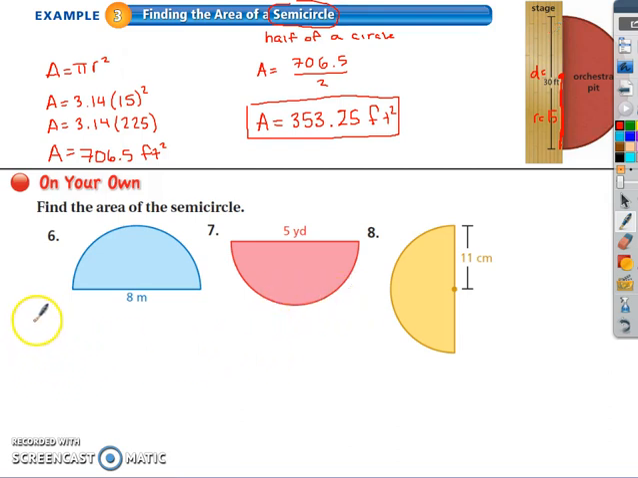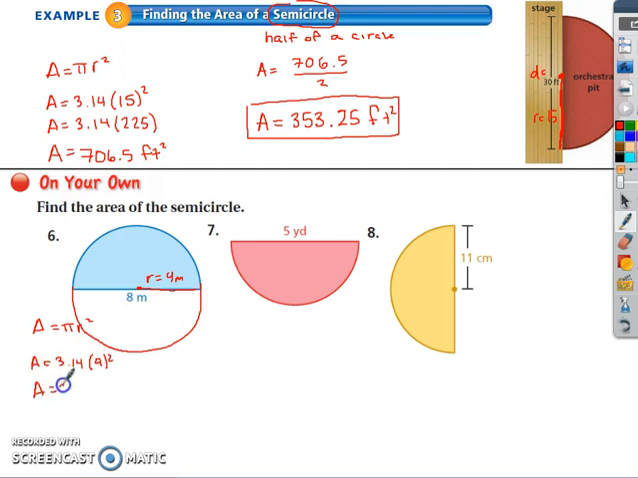In question number 6, I'm going to do the same thing. Area is equal to pi r squared. I have the whole distance across my circle. If you were to draw this guy out, the whole circle has a diameter of 8. But I only want the radius, so I'm going to go ahead and divide that diameter by 2, and I find out that my radius is 4 meters. So area equals 3.14 times 4 squared. Notice I'm using 3.14 because my radius doesn't have any factor of 7 in it, so it wouldn't reduce with the 22/7.